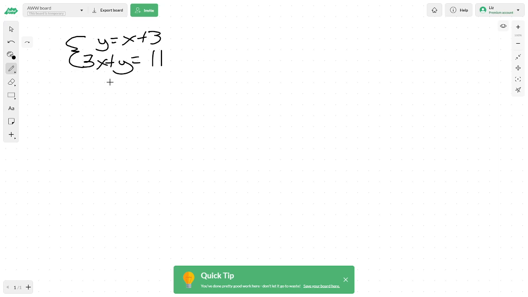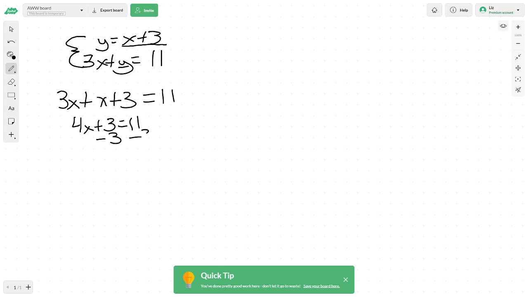The next step is to substitute the resulting expression into the other equation. So we're going to substitute this x plus 3 for this y right here. So now I'm going to get 3x plus (x plus 3) equals 11. Then I need to solve this equation to get the value of the first variable. So 3x plus x is 4x.